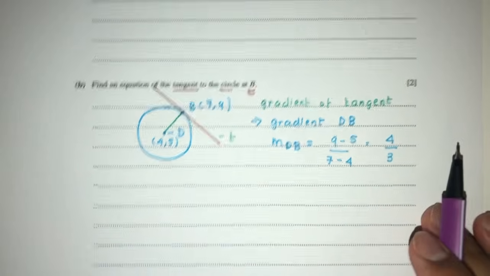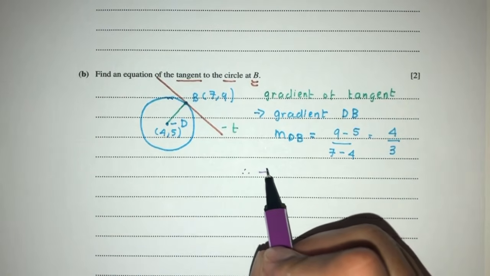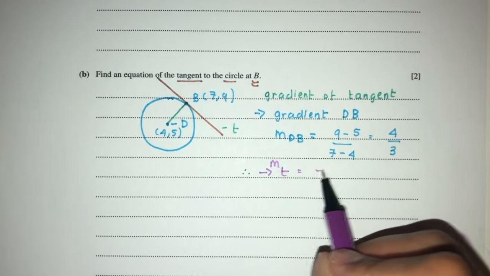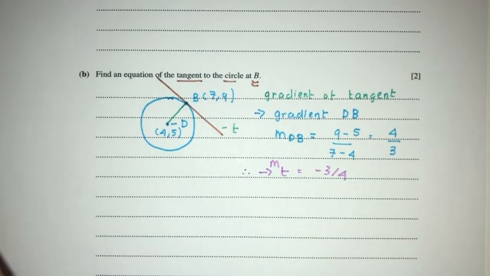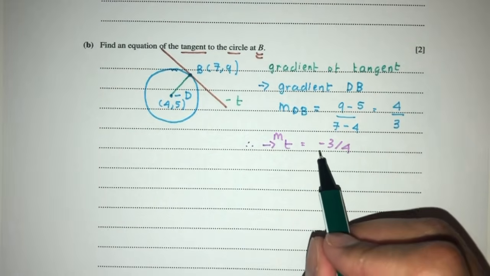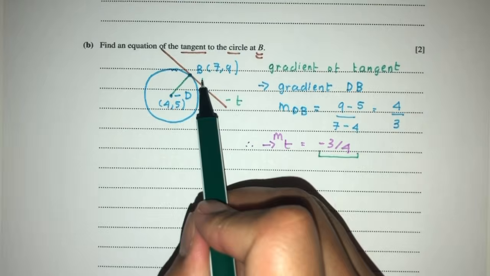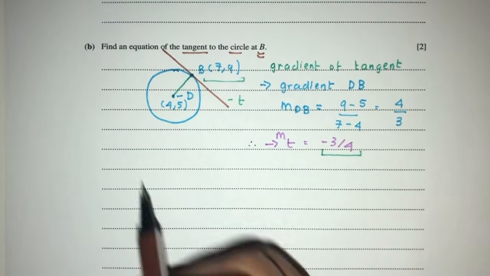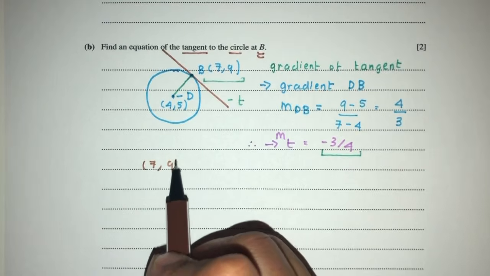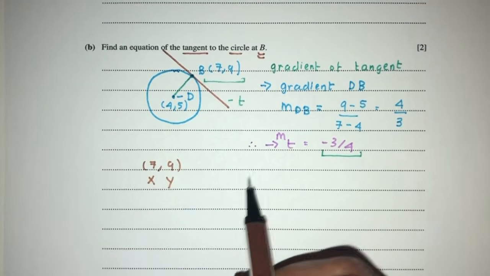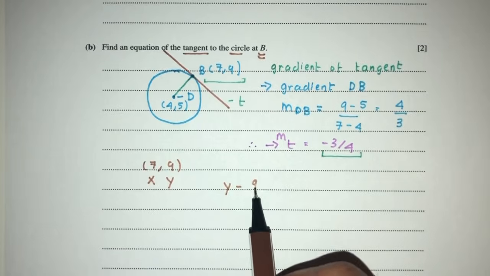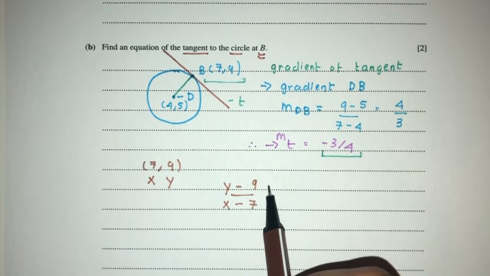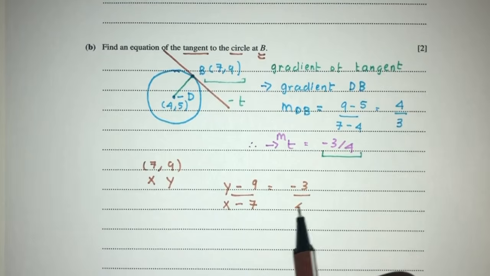Now from this we can conclude that the gradient of the tangent will be minus 3 over 4. Okay? So now if you have the gradient and the passing point, we can find the equation pretty easily. This will be 7, 9, the x value and y value. So y minus 9 over x minus 7 has to be minus 3 over 4.